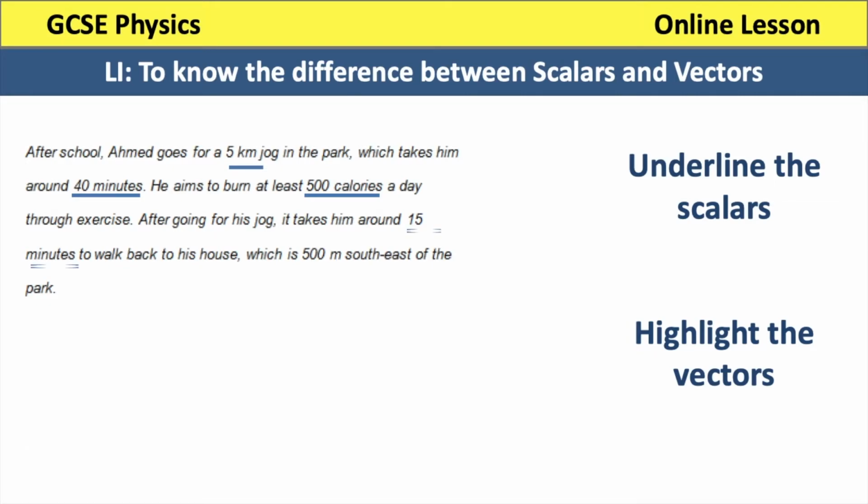15 minutes, again, is a scalar. The fact it's 15 minutes to walk back to his house doesn't count as a direction, because time itself is just 15 minutes. It doesn't have a direction. But then 500 metres southeast does have a direction, making that a vector quantity.